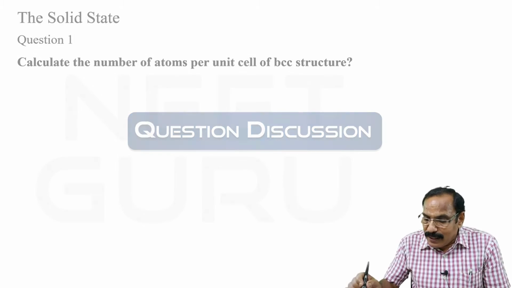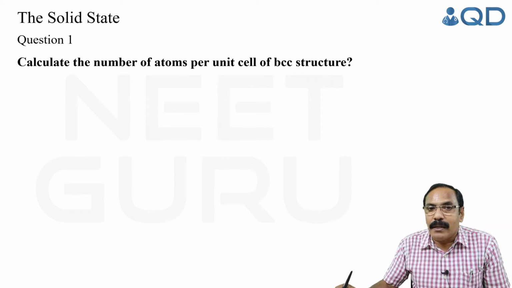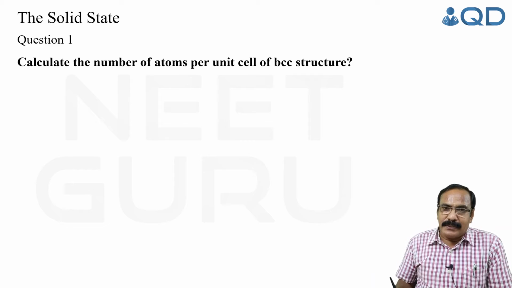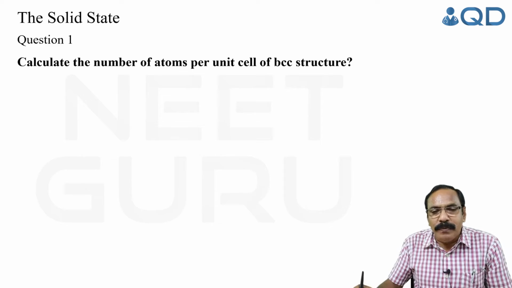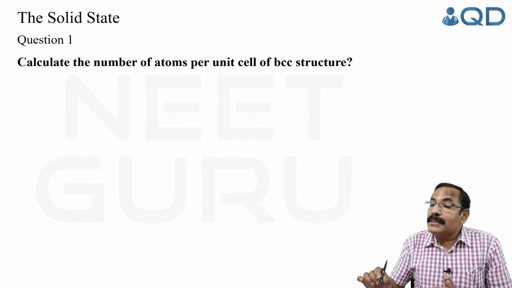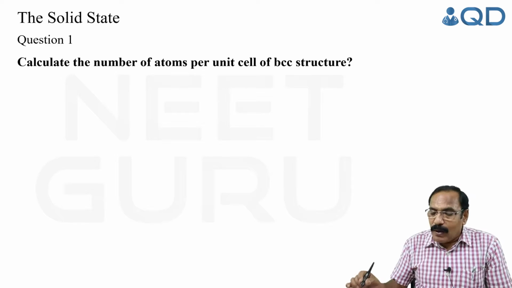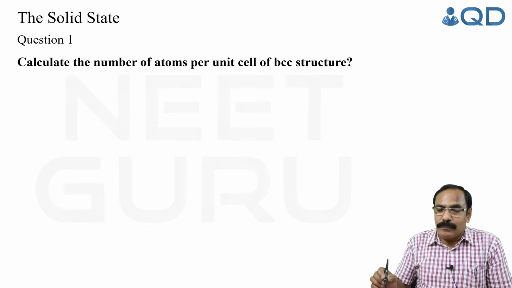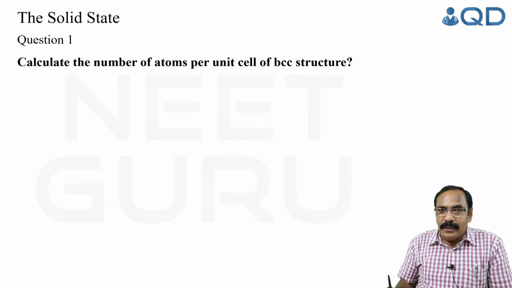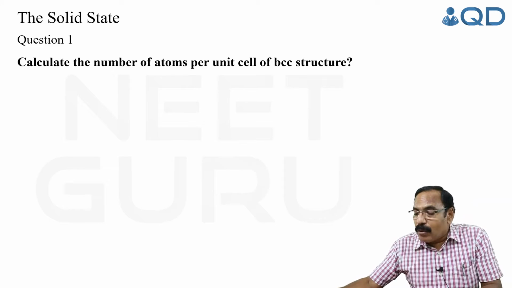Calculate the number of atoms per unit cell of BCC lattice or BCC structure. Body centered cube means what? Particles are at the 8 corners and one particle is at the center of the body of the cube. Okay, but what is the share of each particle?